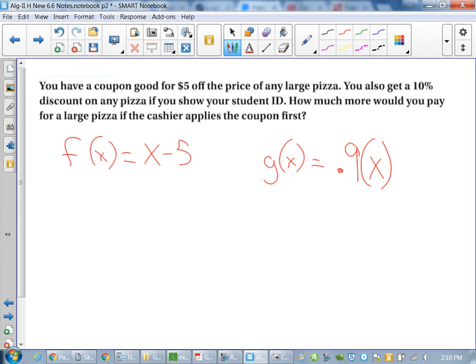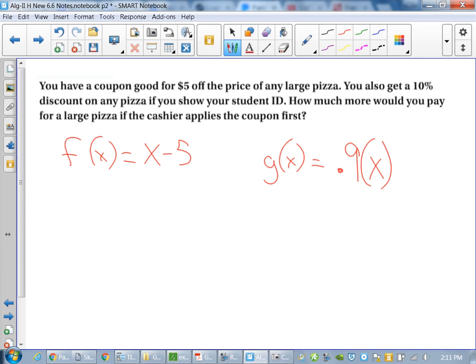What I'm doing there, instead of taking the price of the pizza and multiplying it by 0.1 and subtracting it from the original price of the pizza, which is fine, the shortcut way to find percentages off is to multiply by what you have left to get to 100%. Okay.